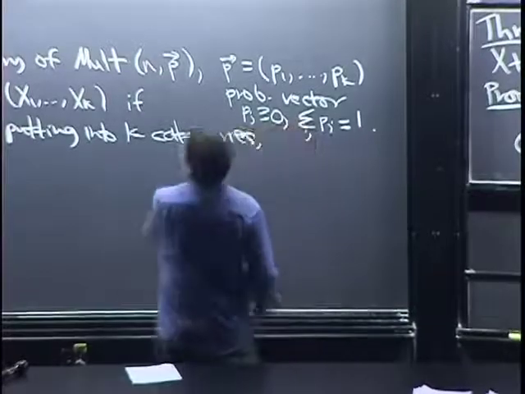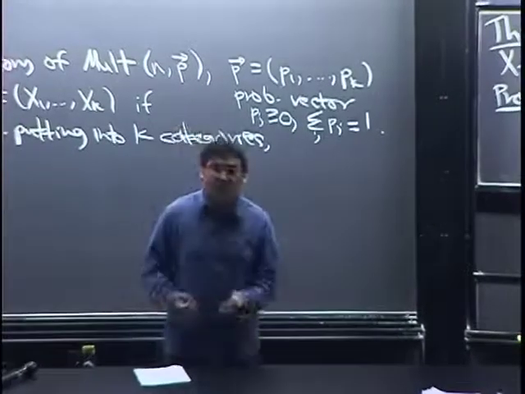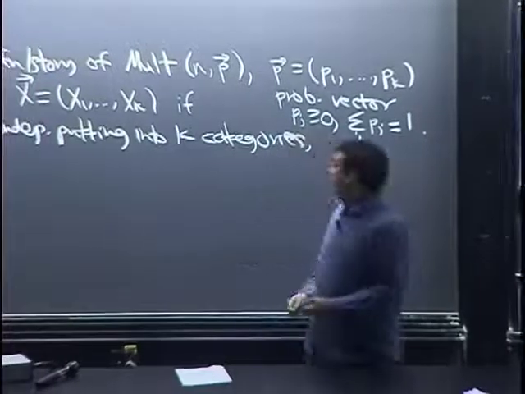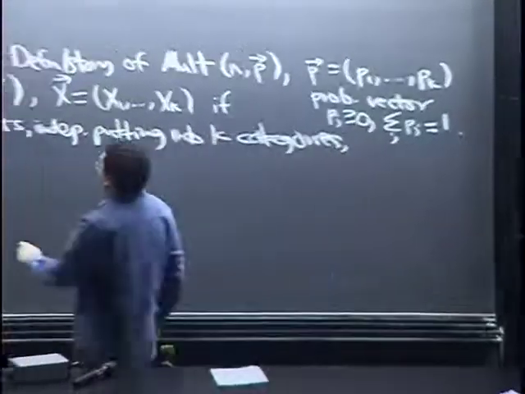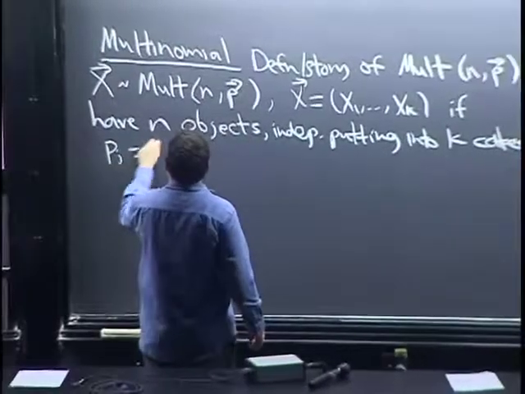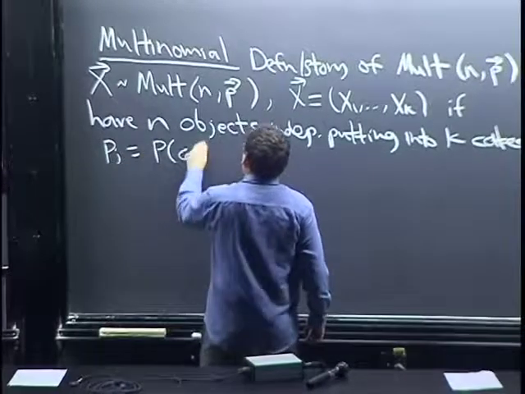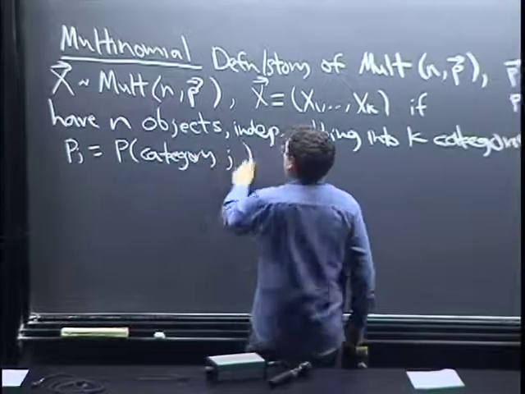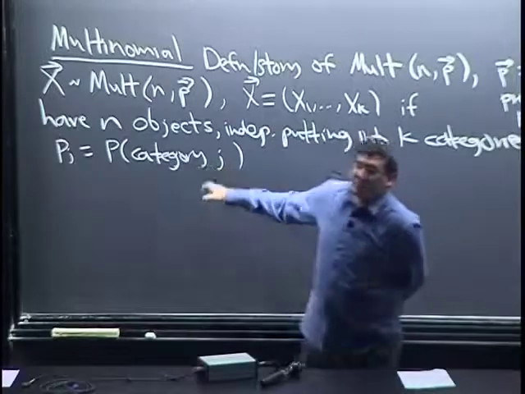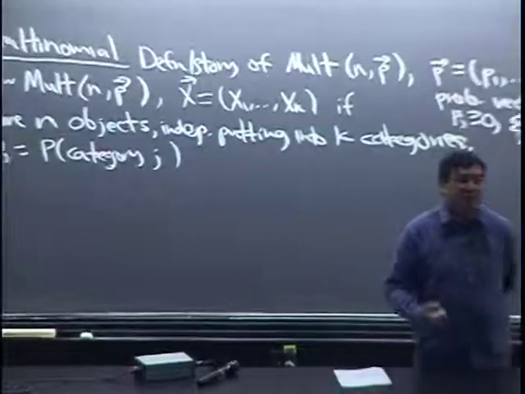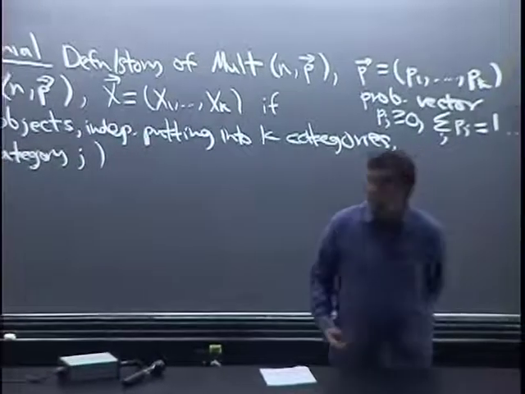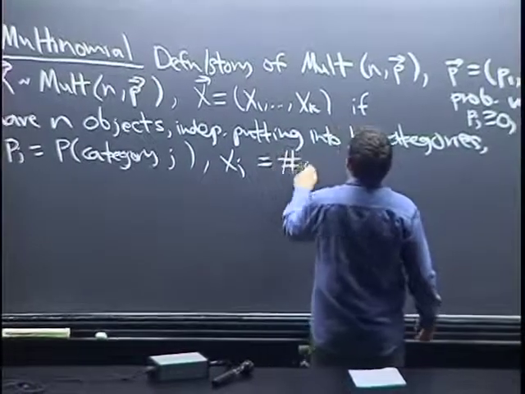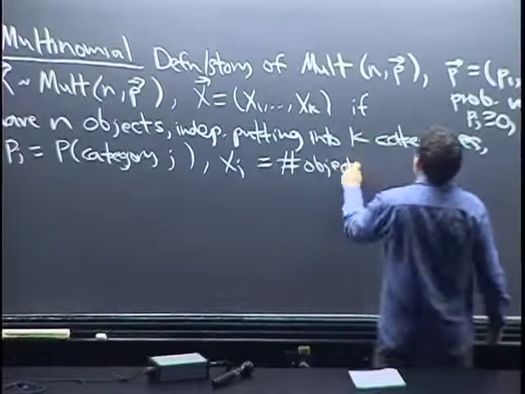In each object, it's independently determined which category it falls into, okay? Just like in the binomial, we had independent Bernoulli trials. And if Pj is the probability of category j, by that I mean the probability that any one of these objects is in category j is Pj. And we interpret Xj as just the count. It's the number of objects in category j.